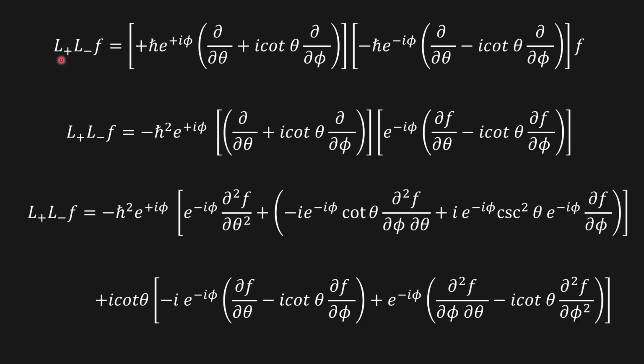Let us take the raising and lowering operators acting on some arbitrary function f. Remember that in quantum mechanics you are not supposed to change the order of the operators. That is, the lowering operator acts on f first, then the raising operator. As given in the problem, the raising operator is the terms in the first square bracket, and the lowering operator is the terms in the second square bracket.